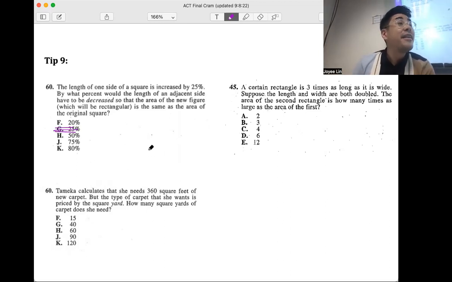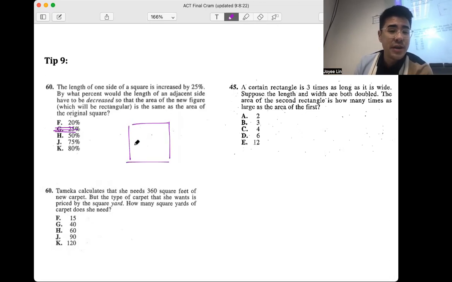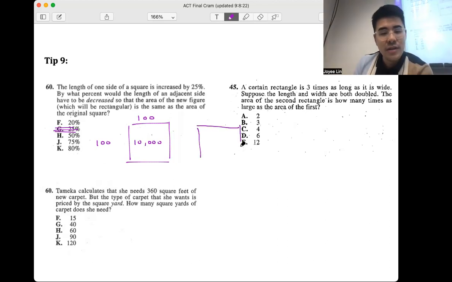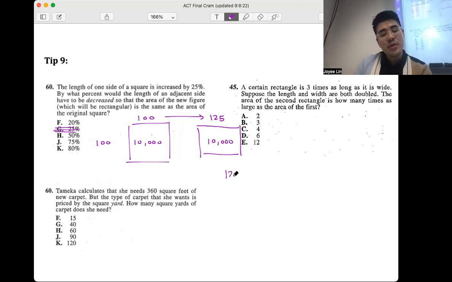So you can guess values, right? An easy one to do is like 100 and 100, right? So 100 and 100, 4 zeros, the area would be 10,000. So then what would happen if we increase the length of one of them by 25%? 100 becomes 125, right? We want the area to be the same. So then it's just 125 times x is equal to 10,000. And then x would equal 80.